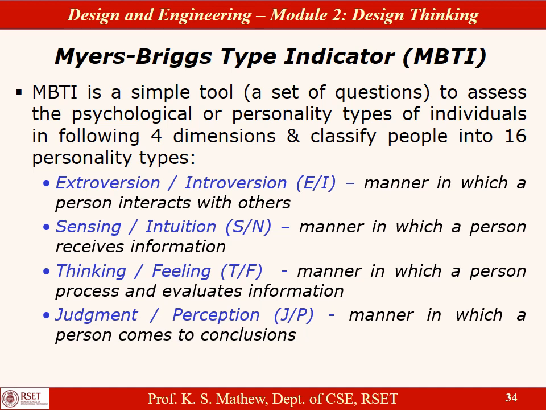They try to get more and more information and delay the decision, perception. They try to perceive more and more information. So those type of people are called judgment or perception. Whether they are good at taking decisions or they delay the decisions and try to collect more and more information, perception, J and P.